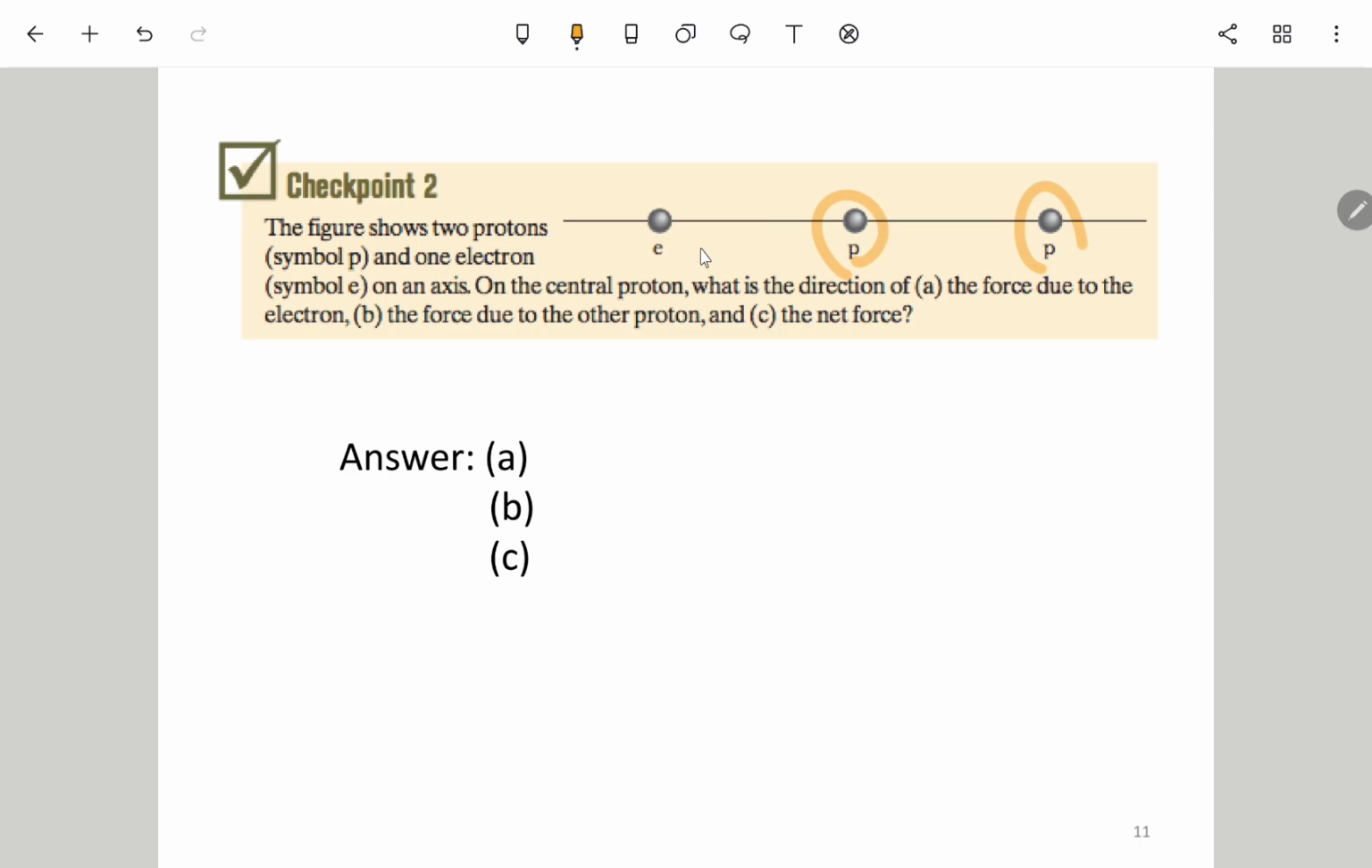Of course, practically a proton should be much larger than an electron, but here we just show three particles with similar size, just for demonstration. Okay, so here it says on the central proton, what is the direction of the force due to the electron? Okay, so what is the force acting on this proton due to the electron on the left side? Okay, so which direction?